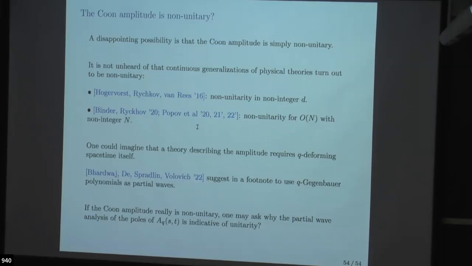So there was an amusing footnote in this paper by the Brown group, where they say maybe one should use the q-Gegenbauer polynomials. And they said maybe the theory is not unitary, it's q-nitary, they called it.